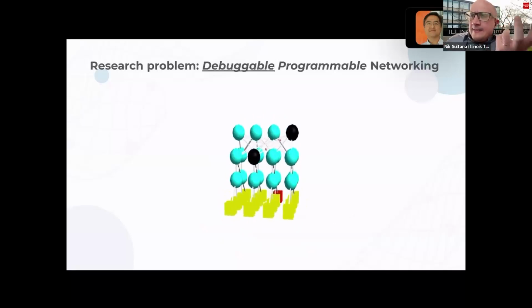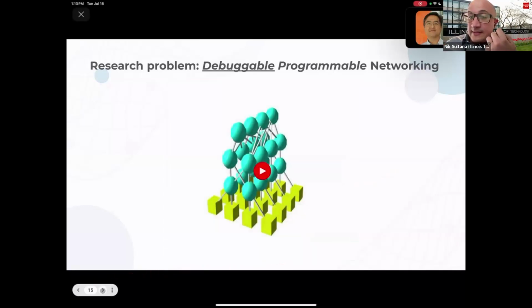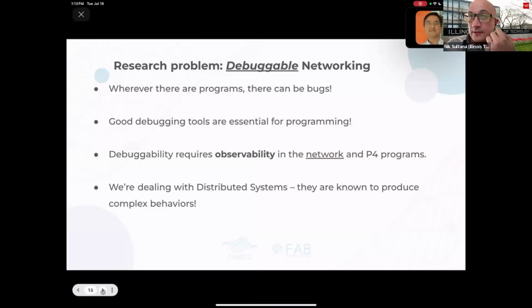So, the problem is that programmability also opens up a surface of debuggability that needs attention, it needs tooling. And this is still a bit of a problem that needs a solution, right? We have techniques to debug individual elements, individual switches and NICs, but we lack network-wide debuggability tools. And so the message of this webinar and the P4 programs I'll show you are built around this theme: wherever there are programs, there can be bugs. So having debugging tools is absolutely essential.